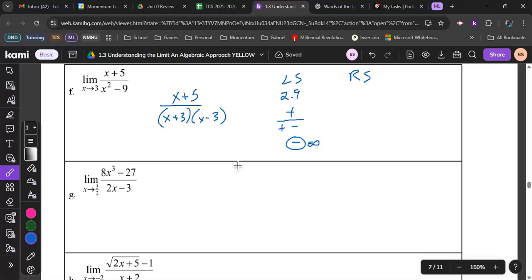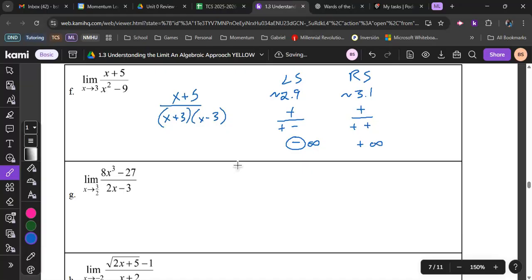Because remember, we know that it's an asymptote. It only has two options, positive or negative infinity. So we do a sign analysis like we did earlier to figure out which one it is. So now from the right side, I'm going to use 3.1. And I guess you could do this to show like you're estimating. 3.1 plus 5, positive. 3.1 plus 3, positive. 3.1 minus 3, positive. Positive divided by positive times positive. It's all positive. It's all right, positive infinity.